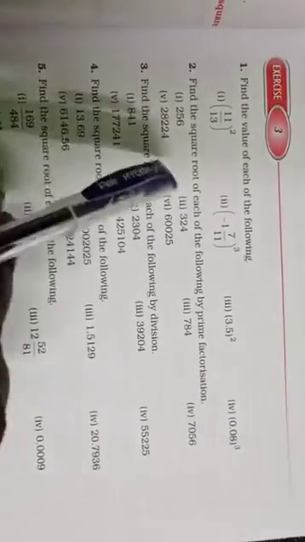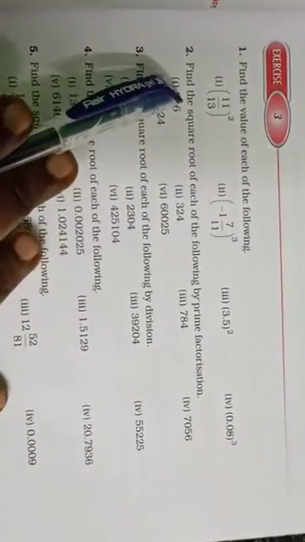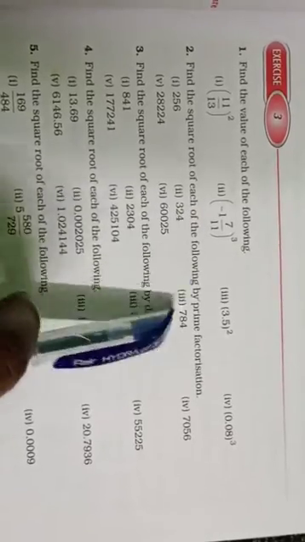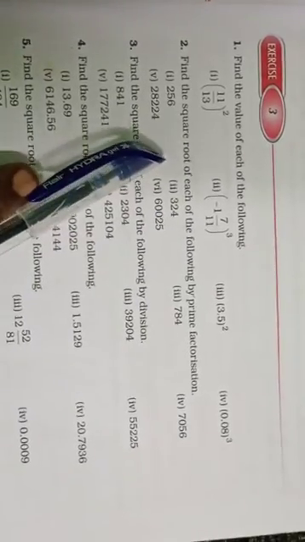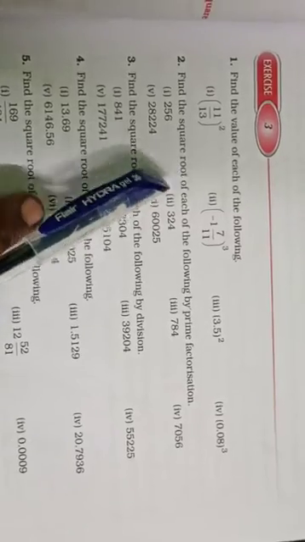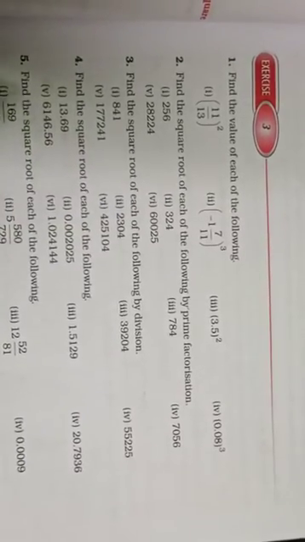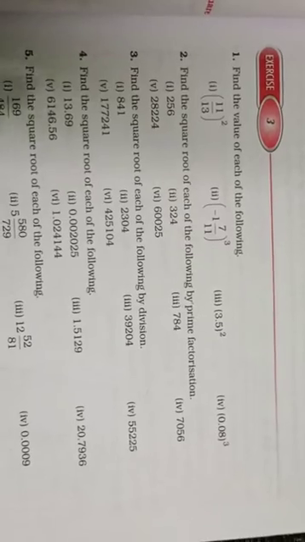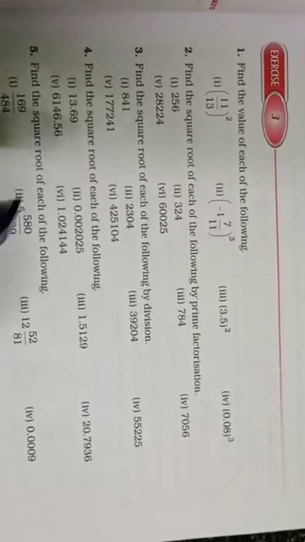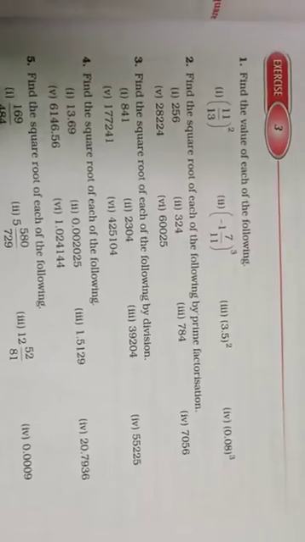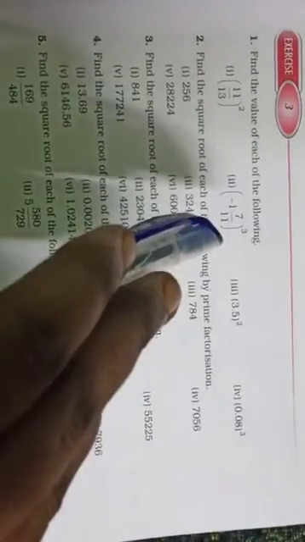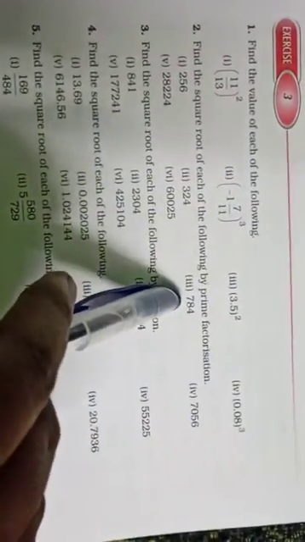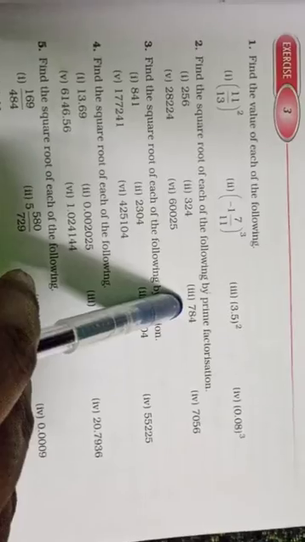Now, squares and square roots: find the square root of each of the following by the prime factorization method. You know the prime factorization method, so it's very easy. Only use prime numbers to factorize the number, and you get the square root. Square root means the numbers will be taken in pairs, so one number is taken out for each pair. If prime factorization is mentioned, use only the prime factorization method; otherwise you can use any method.